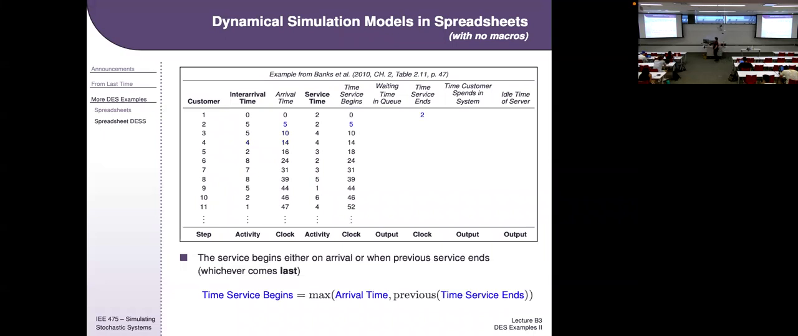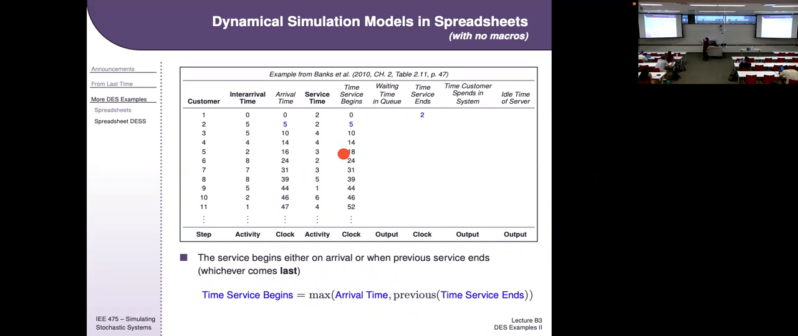It gets a little more complicated when we start thinking about some of these other columns, like time service begins. We have to say, what is an invariant about time service begins? How does the service begin time relate to the immediately previous variables that I have available? If we think about it, we could say, well, for every customer, when does their service begin? It either begins when they arrive or when the previous customer's service ends. And it depends on which one happened first. So that's all we set up here.